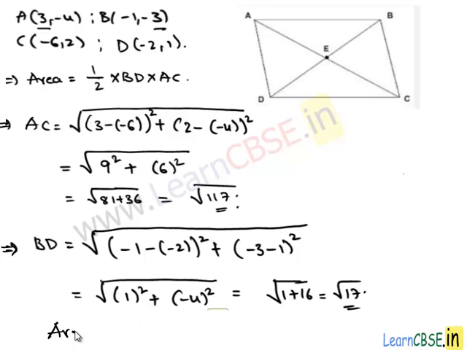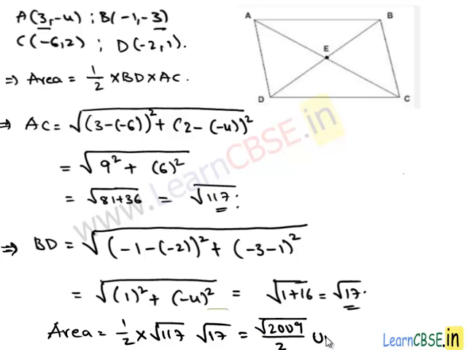Therefore, the area of parallelogram ABCD is equal to half of √117 times √17. It is equal to √2009 upon 2. Since the area is in square units, we have square units here. Therefore, the area is √2009 upon 2 square units.